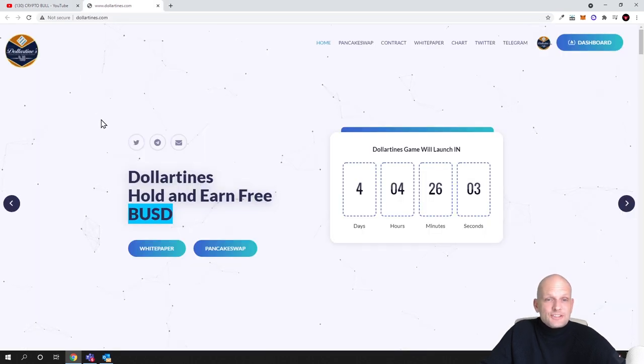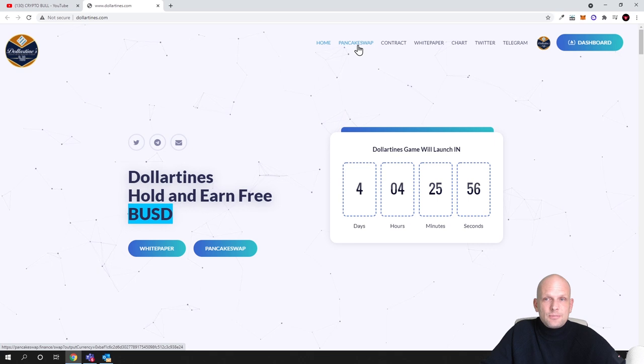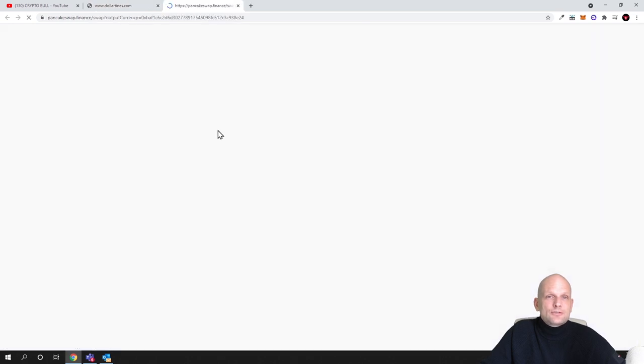But now let's get to Dollartines. This is another fairly simple project built on Binance Smart Chain. As you can see, PancakeSwap. If you are interested, you can come in and buy it. You can get the contract number. As you see, if you click here on PancakeSwap, it will open PancakeSwap. So this is on Binance Smart Chain.